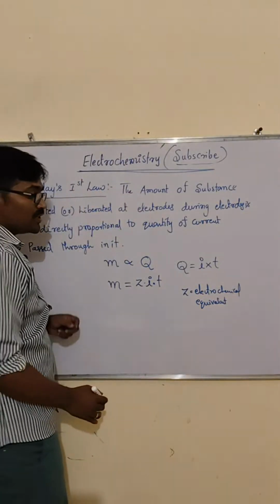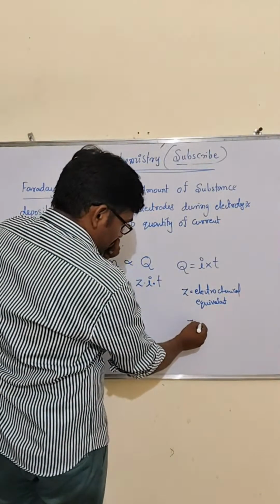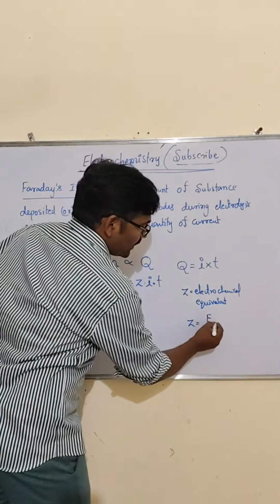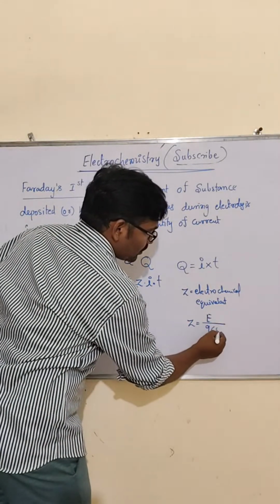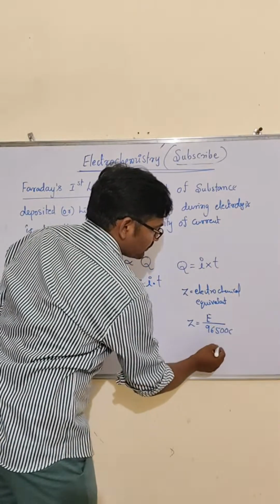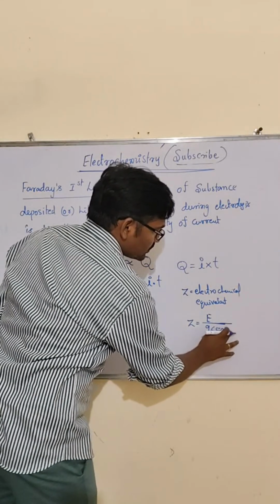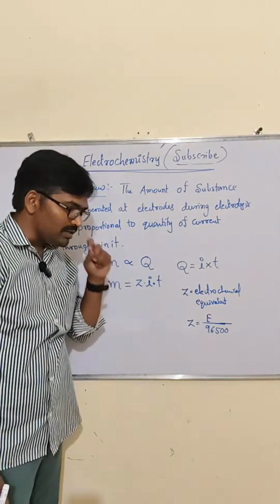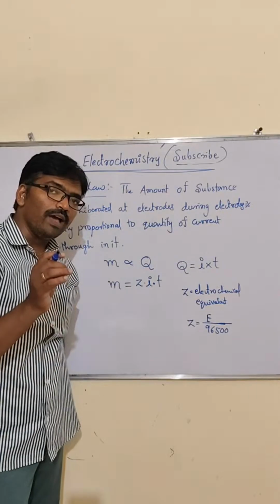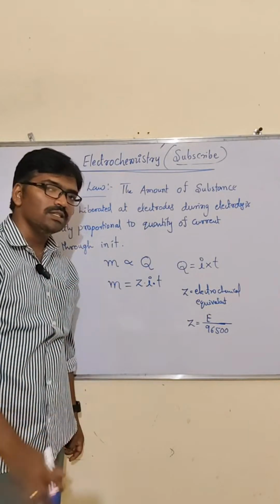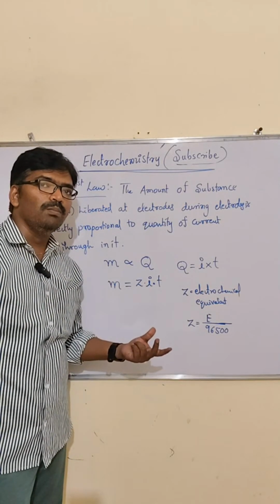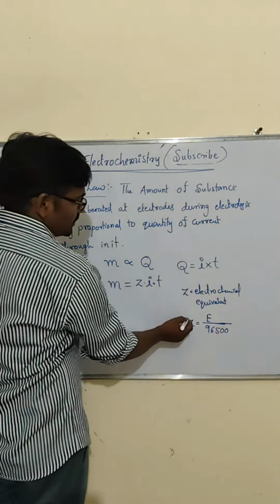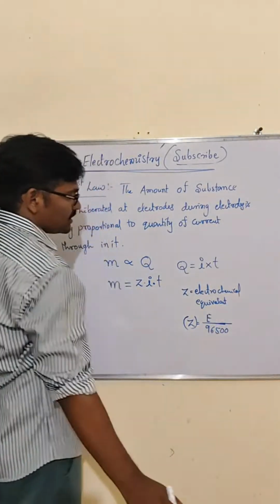Equivalent. So what does it mean? So Z is equal to the equivalent weight divided by 96,500 coulombs. What does it mean? In case 1 Faraday of electricity is passed through it, then how much substance will be deposited? That we call Z. Clear? So Z is equal to E divided by 96,500 coulombs.